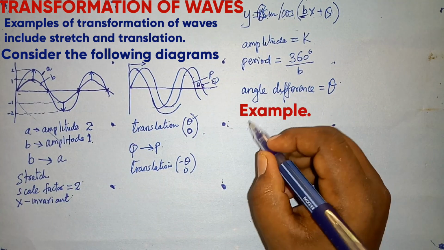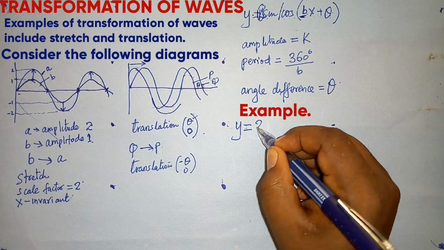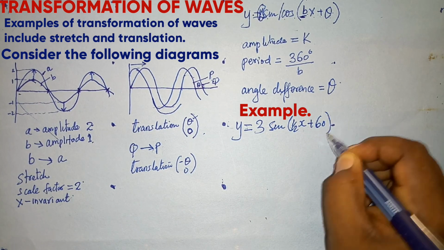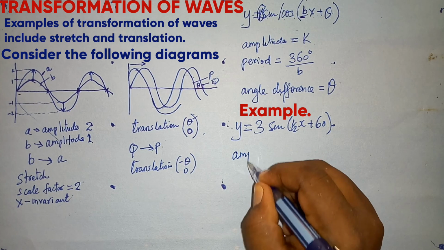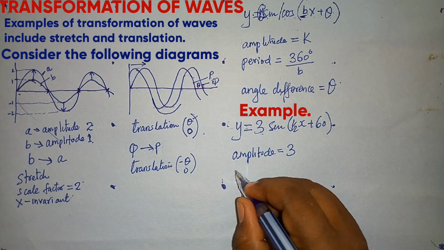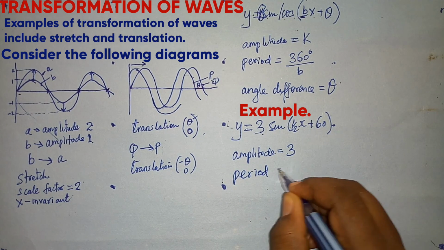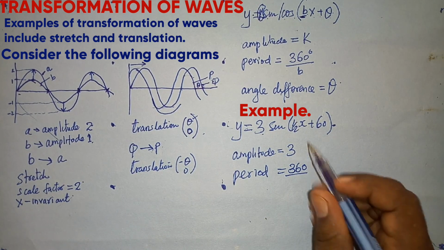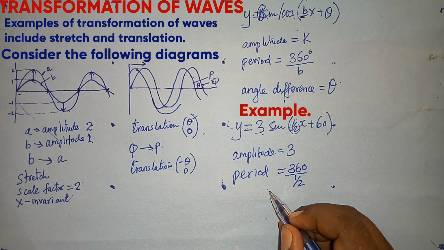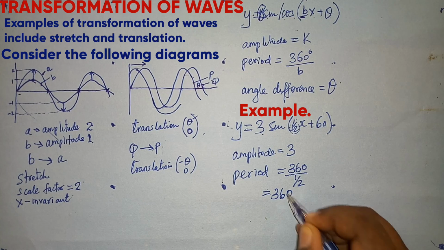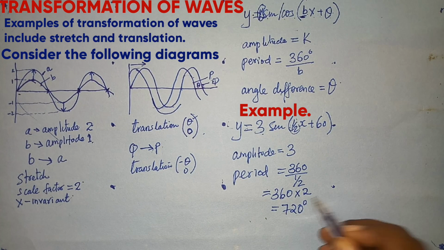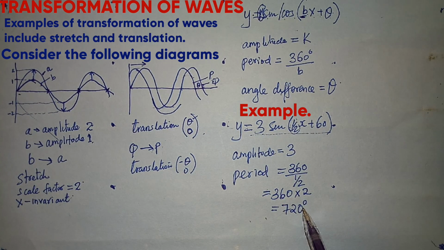For example, if we look at the equation y = 3 sine (half x + 60). From here, the amplitude will be equal to 3. That is the value of k. The period will be equal to 360 divided by the value of b, and the value of b here is a half. So divide by a half, which means 360 times 2, which will be equal to 720. So the period of this curve will be 720.